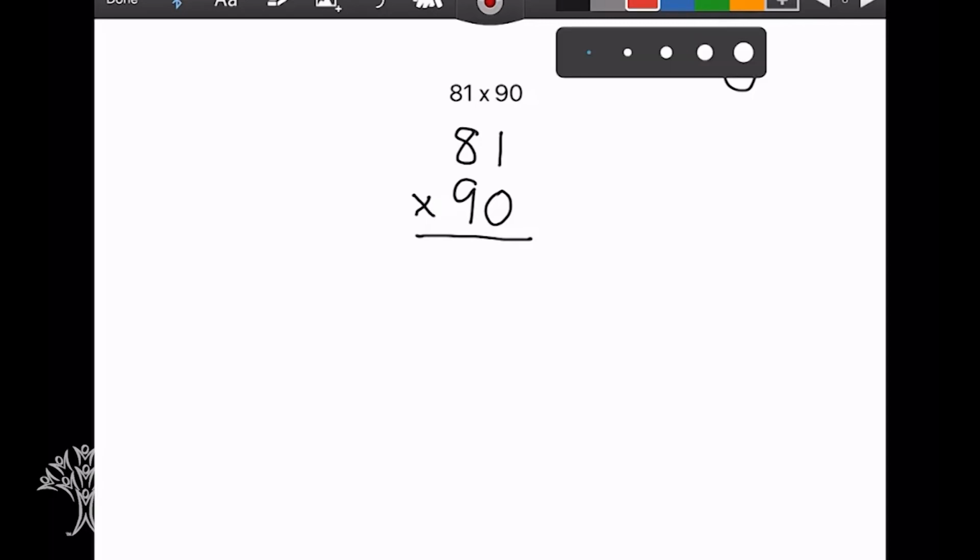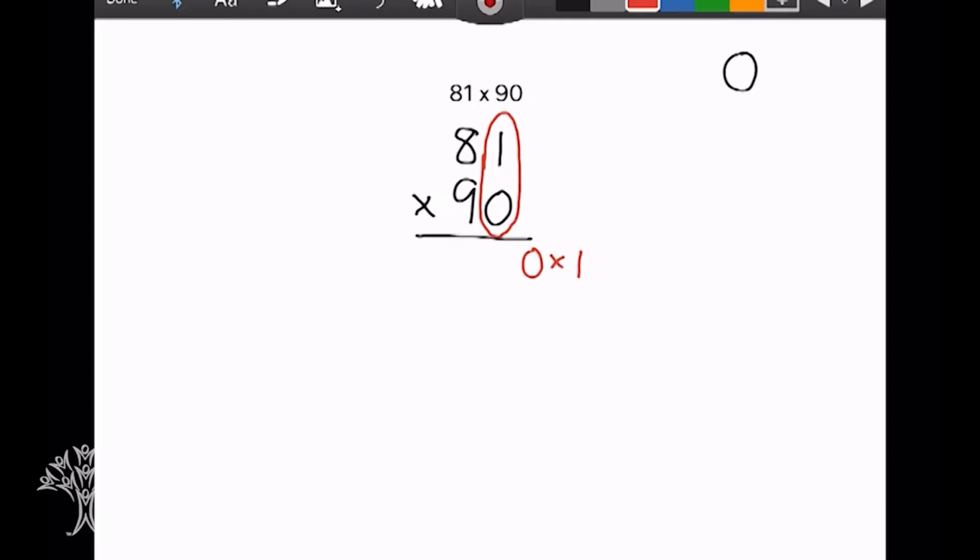So my first step after putting it in standard algorithm is to do the multiplication problems. So my first one is 0 times 1. Well, 0 is nothing, so that's nothing. And notice here, I have 0 times 80. Again, that's nothing.